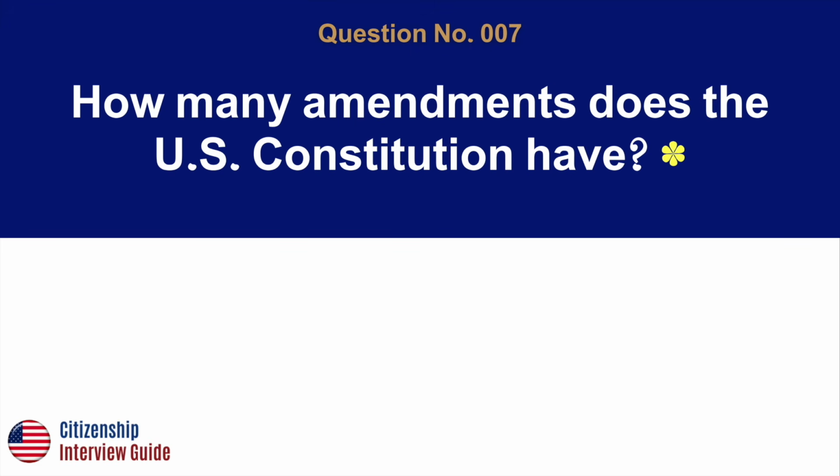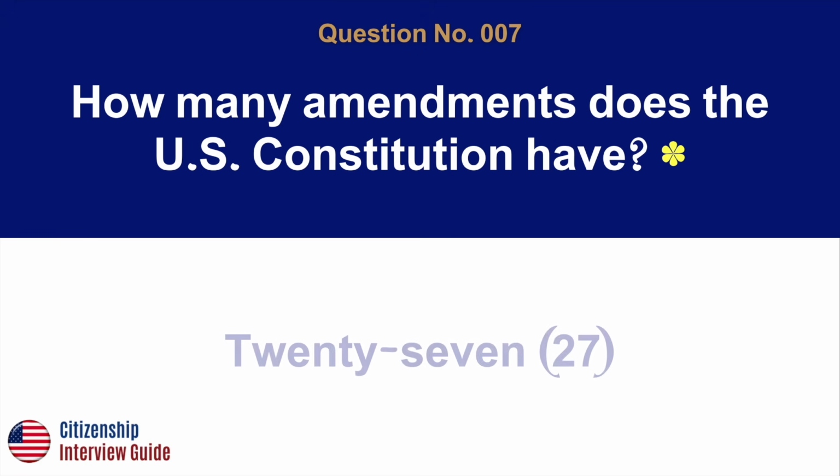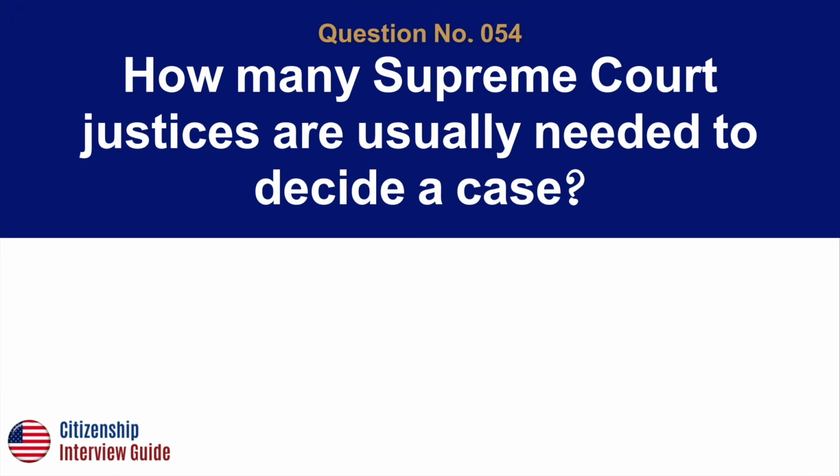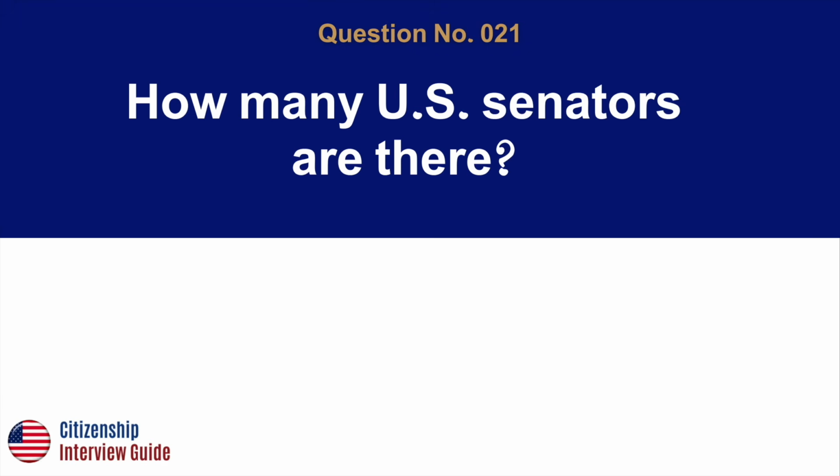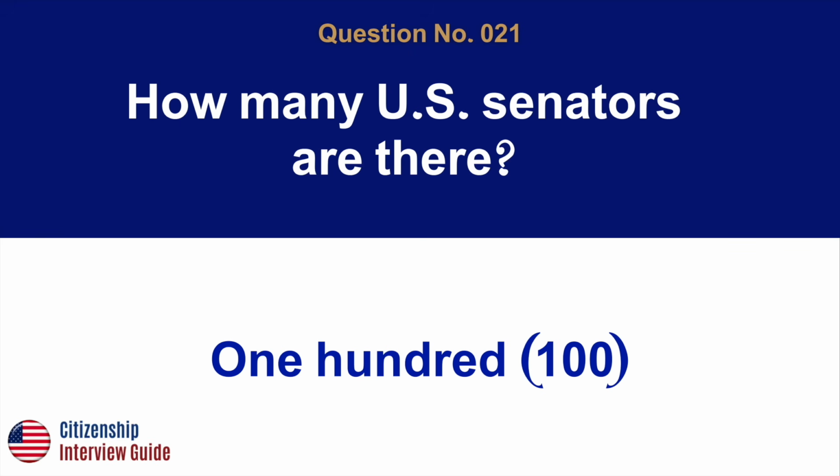How many amendments does the U.S. Constitution have? 27. How many Supreme Court justices are usually needed to decide a case? 5. How many U.S. senators are there? 100.